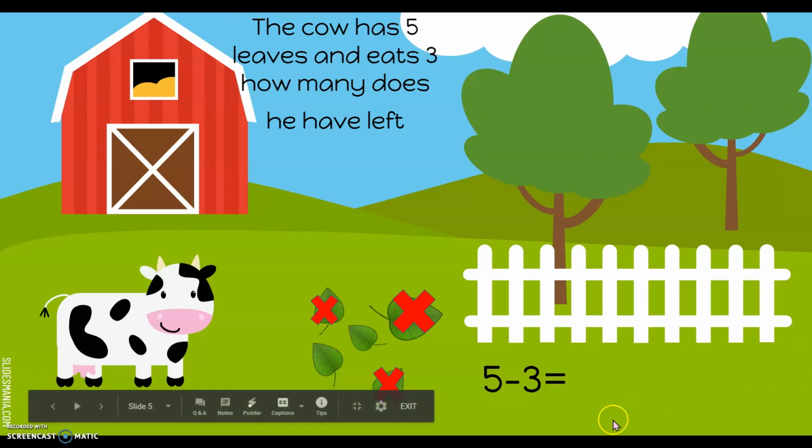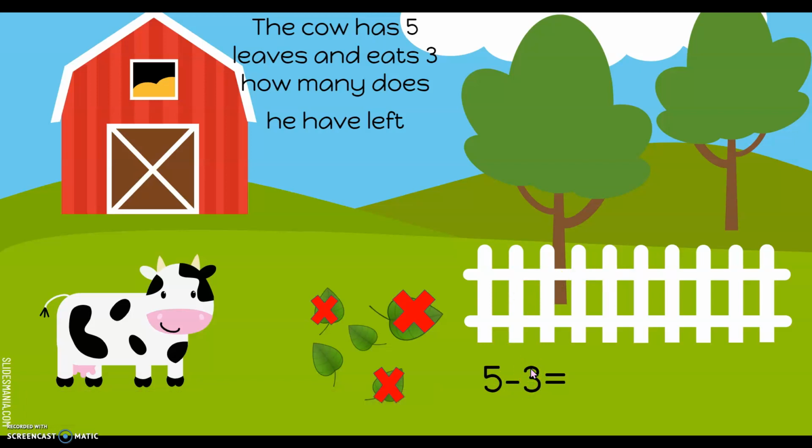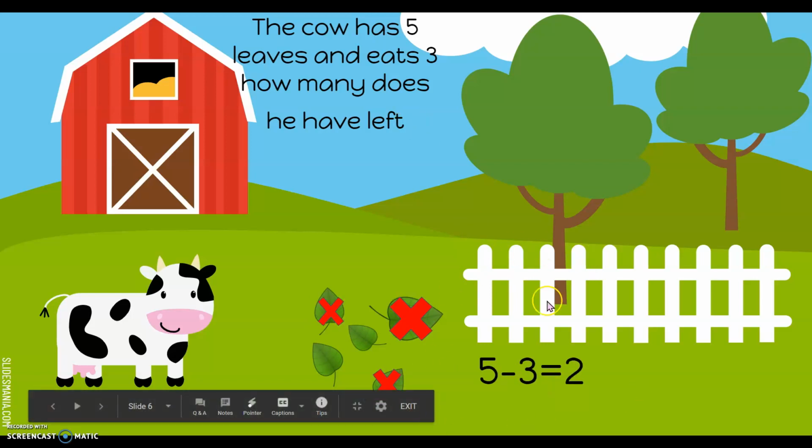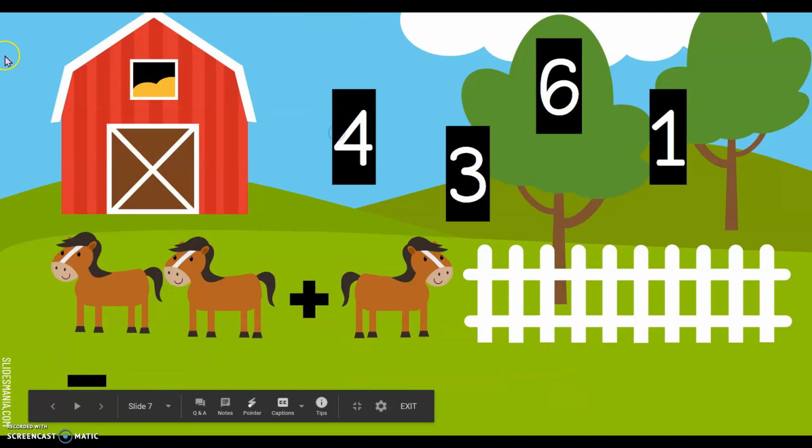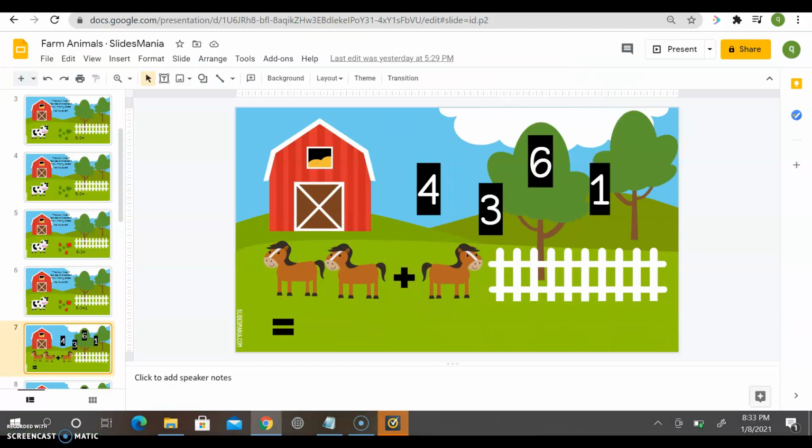Now to check it, 5 minus 3 equals 2. 2 plus 3 equals 5. And the correct answer is 2.